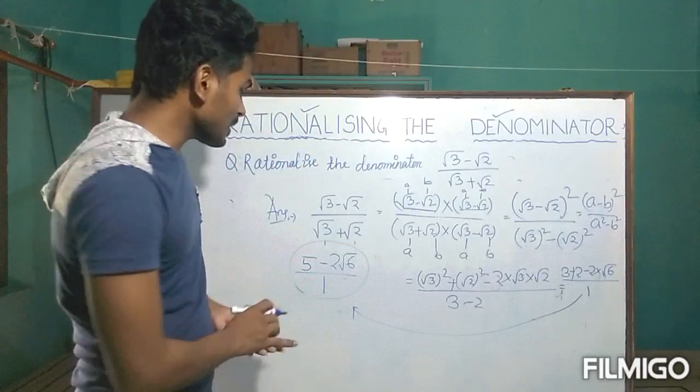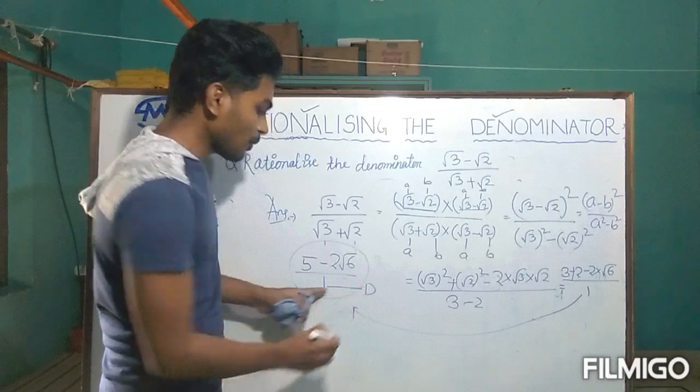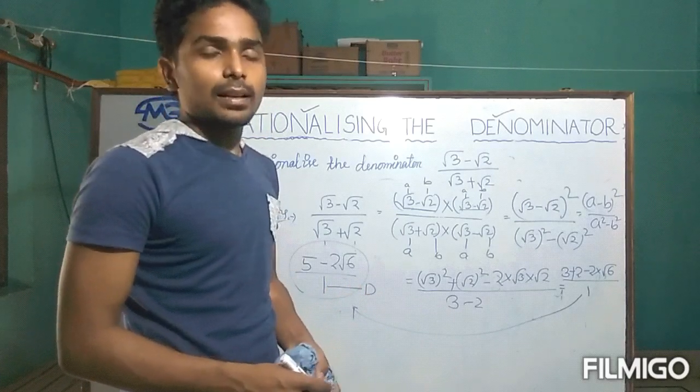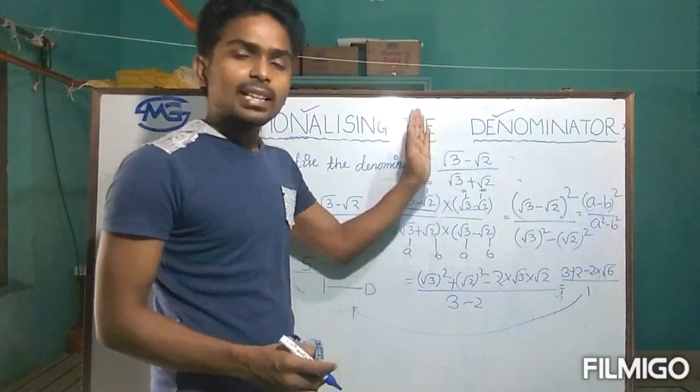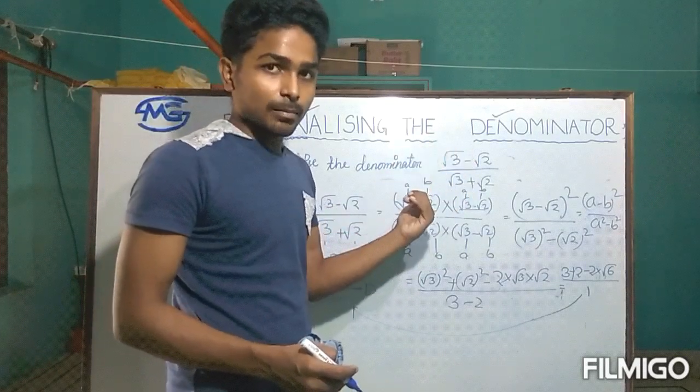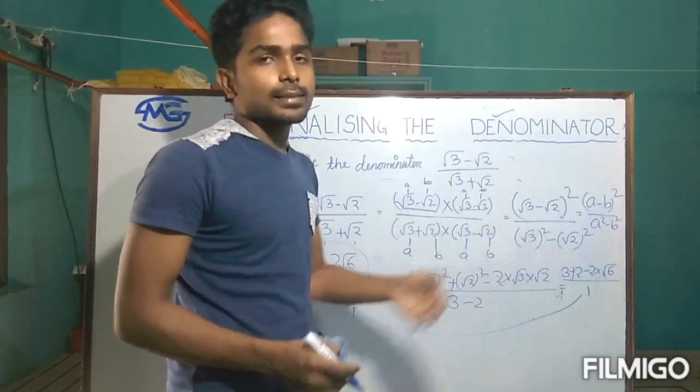And it is a fraction in which the denominator is 1, and 1 is a rational number. So this is the way through which we can easily rationalize any denominator in irrational form into its rational form.